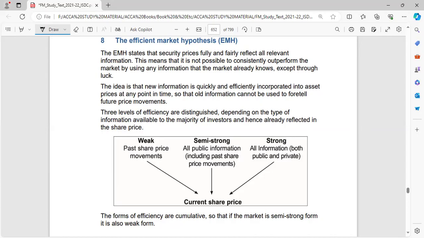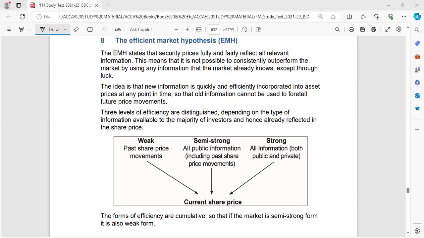First one is called weak form of efficiency. Weak form of efficiency is the one where we are looking at the movement of share price based on past information. So it says that share prices in the weak form of efficiency stock market are not trustworthy, not reflecting the true share price. Another factor is that weak form of efficiency is also called inefficient market.